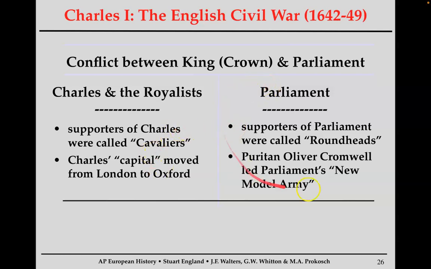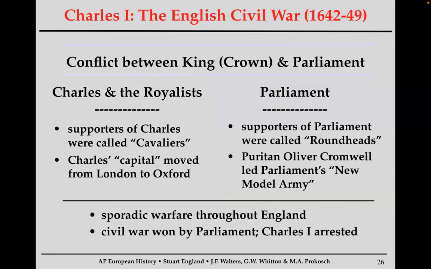And then Parliament's army, they were nicknamed the Roundheads because of a funky haircut that they preferred to have. And this was dominated by Puritans, including their acting general, Oliver Cromwell, who you gotta know. Give him a star. You gotta know Cromwell. And also his New Model Army, which was better trained, used more firearms, along with historical swords, but he was able to use them more effectively than the Royalists.